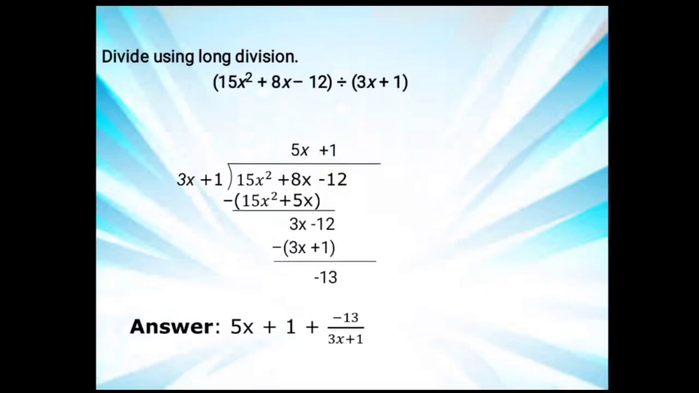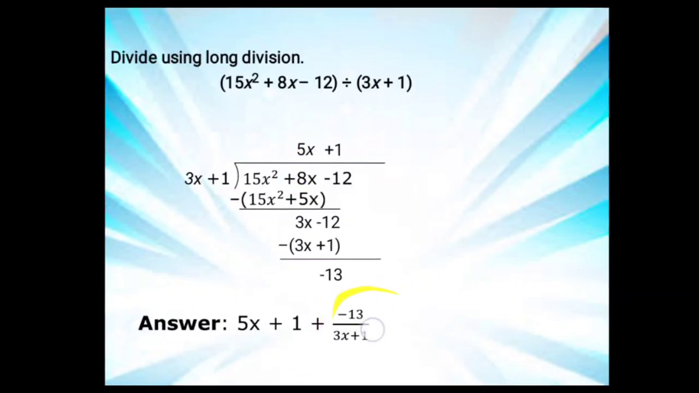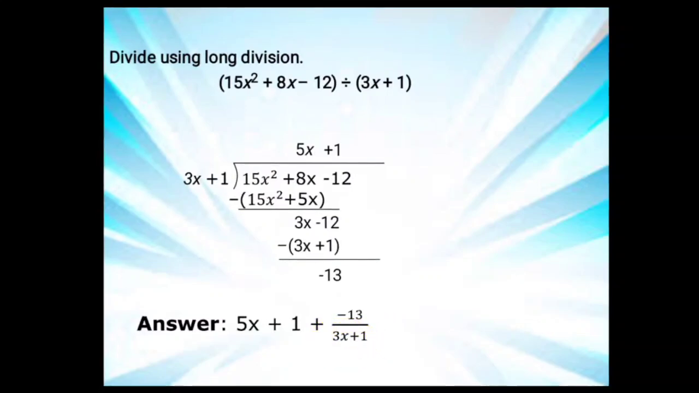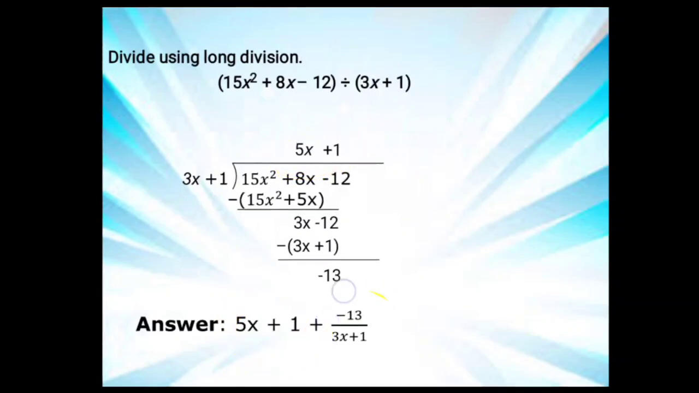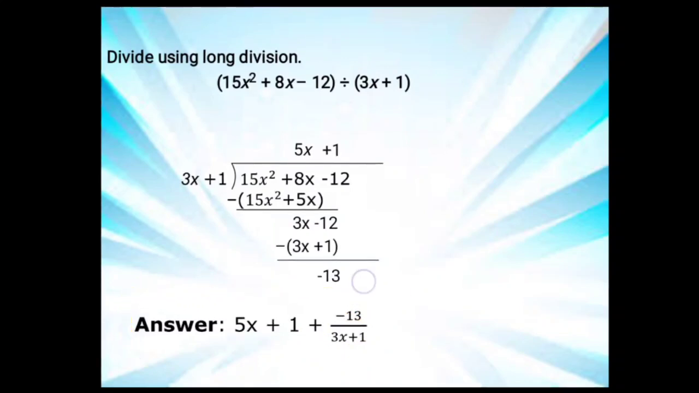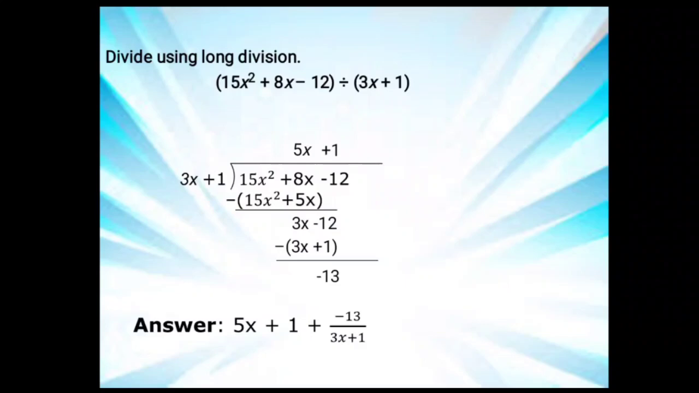So our answer should be this one: 5x plus 1 plus the remainder divided by the divisor. Okay? Again, 5x plus 1 plus the remainder divided by the divisor. Okay, this is our answer for this example.